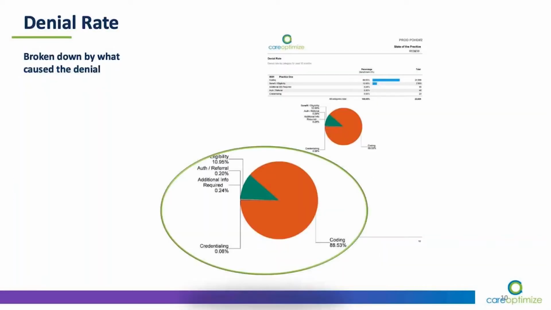Denial rates are always super important, right? When we submit claims, we don't want them to come back and be denied. And if they are denied, we want to know why and how to improve upon that process. The denial rate segment of the report is going to break down what caused each denial and allow you to make modifications within your system to prevent this from happening in the future.